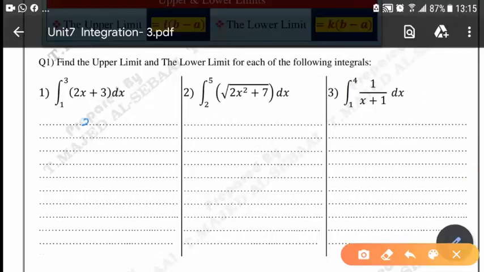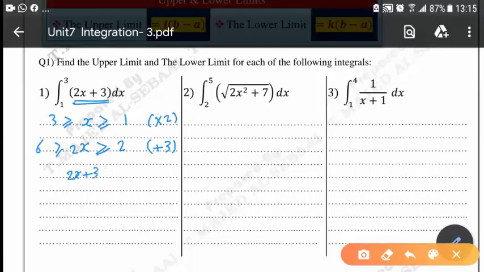I will start by saying x is less than or equal 3, more than or equal 1. Now I will try to build up the function. I will say multiply by 2, right? When I multiply by 2, it's going to be 2x. 1 by 2 is 2, and 3 by 2 is 6. Okay? Now, I will say add 3 for all the sides. So 2x plus 3 is more than or equal 5, because 2 plus 3 is 5. And here is 11.